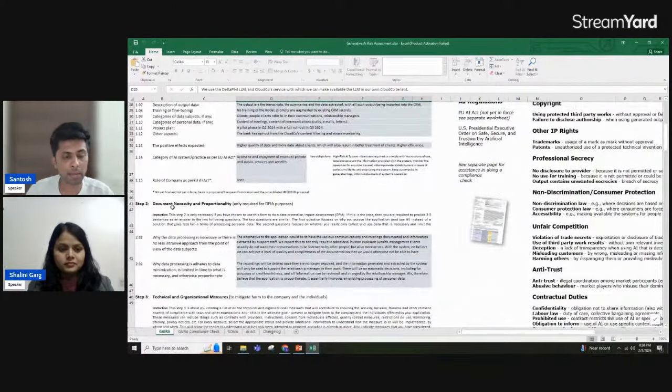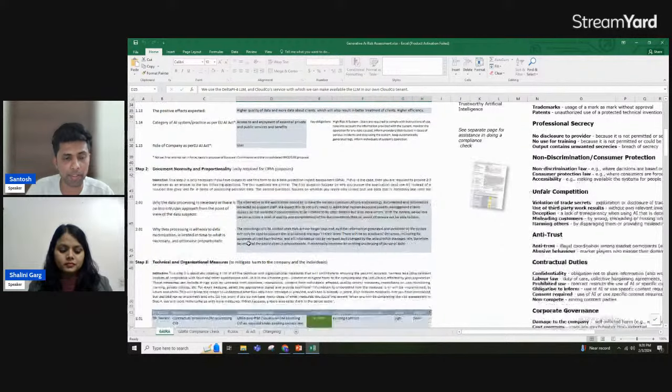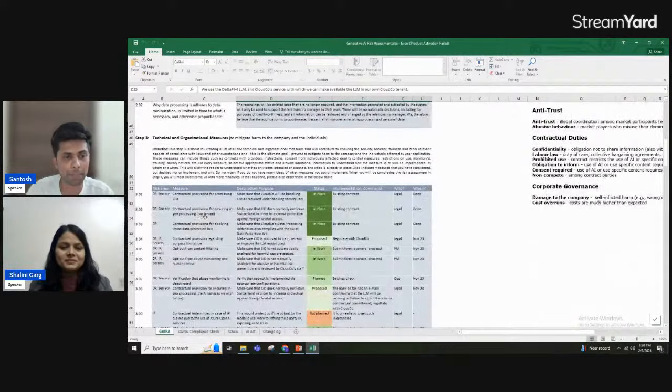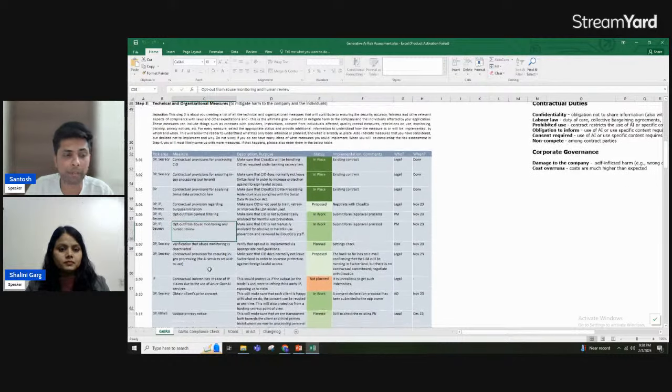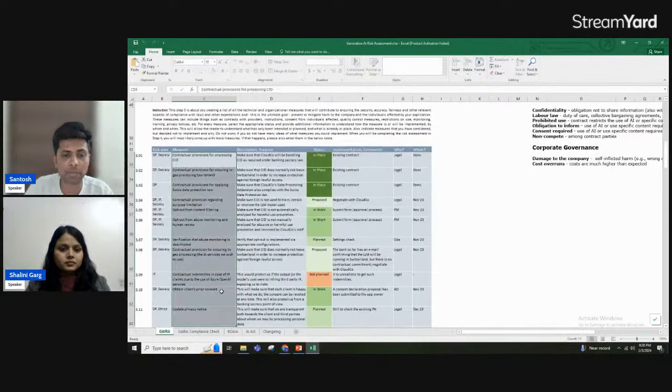Next is the necessity and proportionality: why do you want to have this and how do you ensure the data is being collected? That's step two. Step three is more about technical and organizational measures: what measures do you have existing? For example, we will have contracts with third party vendors, and we will have an opt out form for abuse monitoring and human review. We will list down all the measures whichever we have.